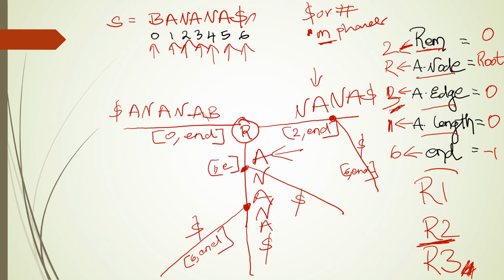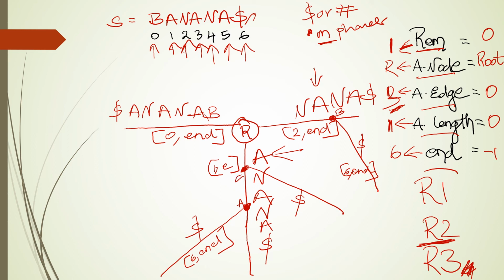So we did add a leaf node, and what can we do? We can decrement the remainder from 2. It has become now 1, and we did add a dollar here, and we have created 3 nodes. Suppose let us say A, this is B, this is C.